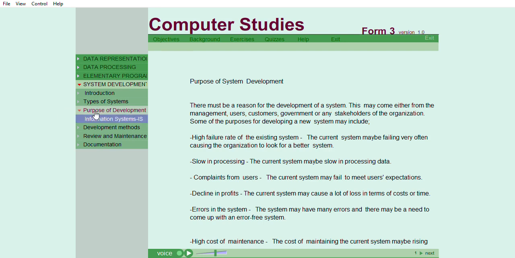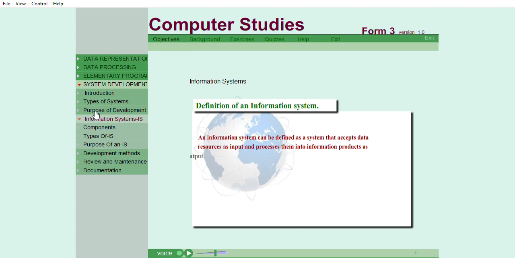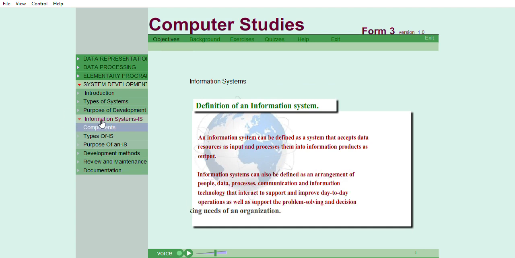Purpose of system development. There must be a reason for the development of a system. This may come either from the management, users, customers, government, or any stakeholders of the organization. Information system. Any information system can be defined as a system that accepts data resources as input and processes them into information products as output.